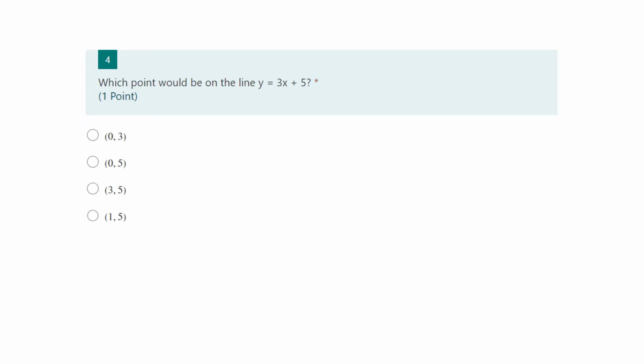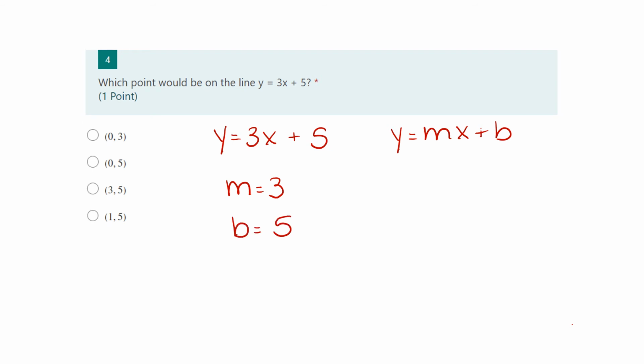Number 4, which point would be on the line y equals 3x plus 5? When you have these problems, you can look at your equation, in this case y equals 3x plus 5, and compare it to the equation in slope-intercept form, y equals mx plus b. Our m, our rate of change, is 3, and our initial value, our starting point, is 5. It's important to remember that on a graph, the initial value is your starting point, and your starting point is always on the y-axis.